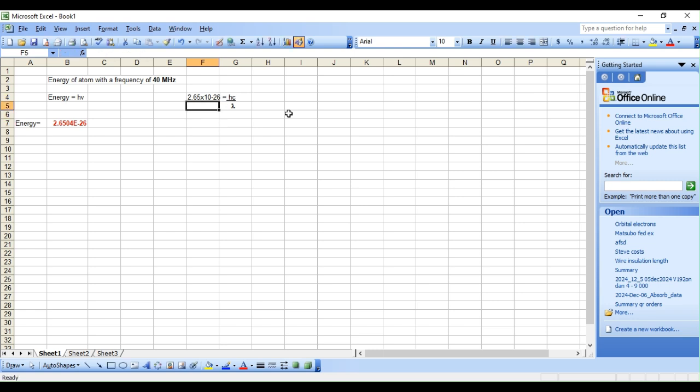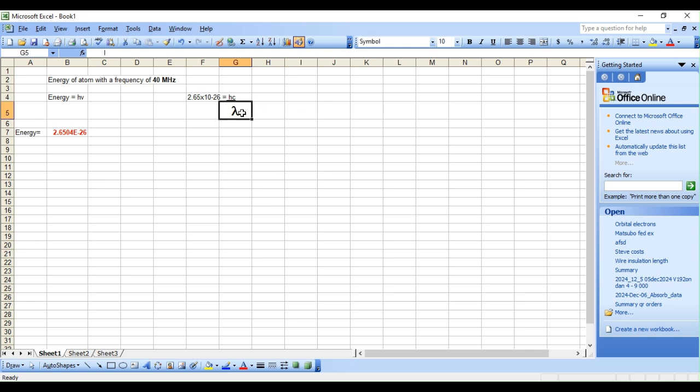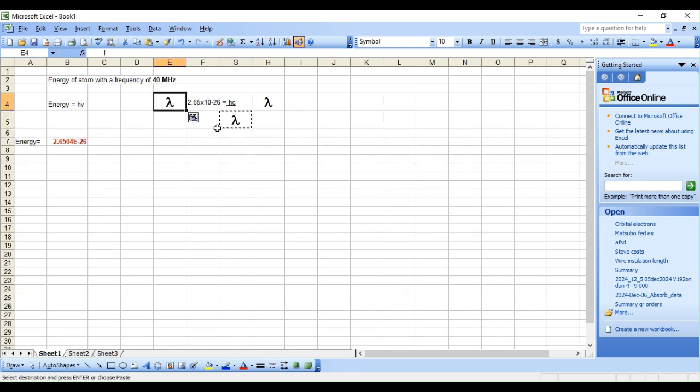Now I got to get lambda here. Let me make it bigger so it stands out. I got to get lambda on top. It's underneath right now. So what I do, multiply both sides by lambda, and it'll cross out here. Just give me a line here. So this cancels out.